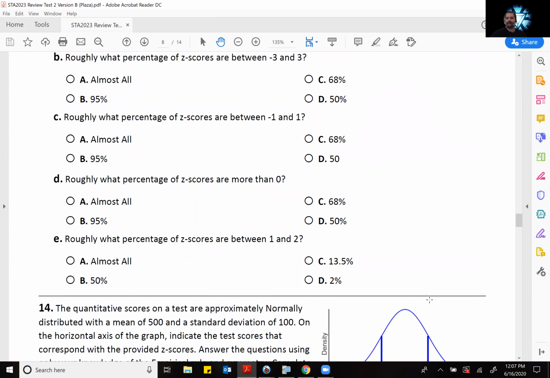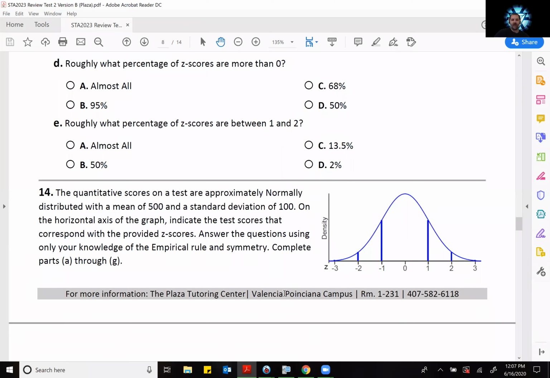Okay? Again, that question right there should have been all review. And this is coming from 6.2 now. So 14. All right. So we've got quite a few pieces here. It says answer A through G. So it says the quantitative scores on a test are approximately normally distributed with a mean of 50 and a standard deviation of 100. Okay.